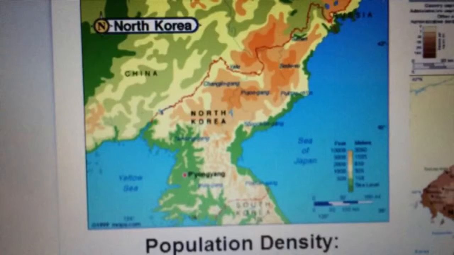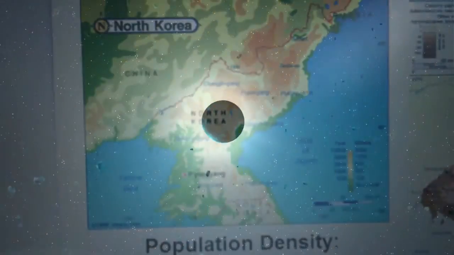North Korea's population is clustered onto its plains on the coast and the southern border. Not many people live in the interior of the country because of the mountainous terrain. The overall density is 202.19 people per square kilometer. The largest city is the capital, Pyongyang, with over 3 million residents.